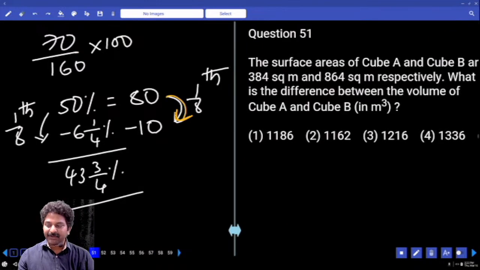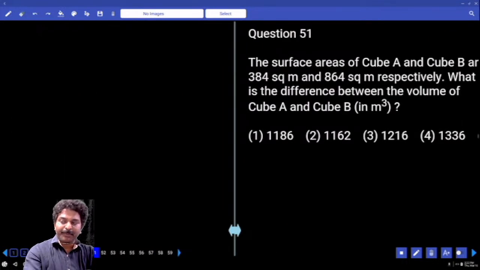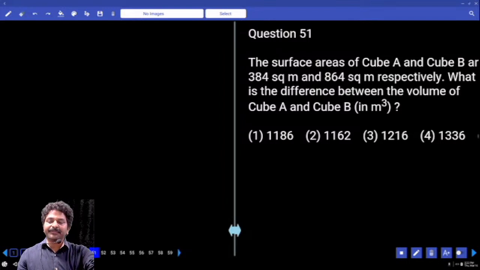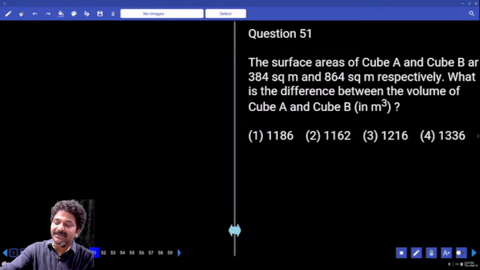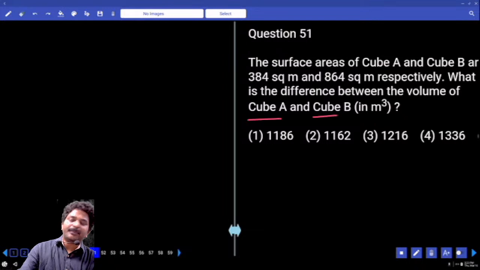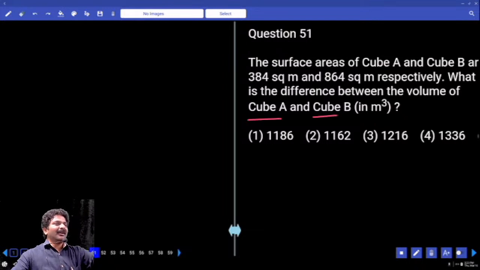The surface areas of cube A and cube B are 384 square meters and 864 square meters respectively. What is the difference between the volume of cube A and cube B? In place of a cube, if it is a cylinder or a sphere, we can verify multiples of 11 because pi is involved. But these are cubes. The volume of a cube is a cube, correct? So nothing can be done. Direct value we cannot calculate.